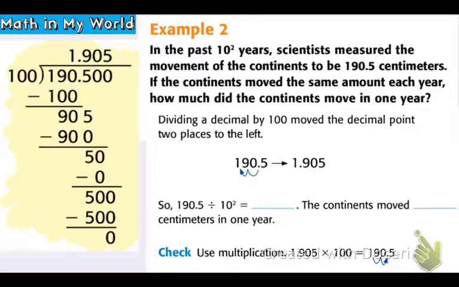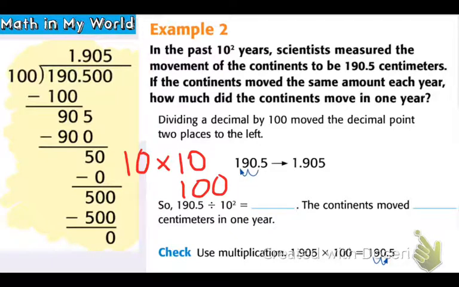Example number 2, math in my world. In the past 10 to the second power years, or 100 years, right? 10 times 10. In the past 100 years, scientists measured the movement of the continents to be 190.5 centimeters. If the continents moved the same amount each year, how much did the continents move in 1 year? Well, step 1, what is your power of 10? Well, my power of 10 is 10 times 10, or 100. So I know that I'm dividing by 100.